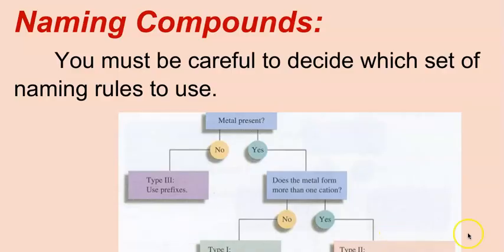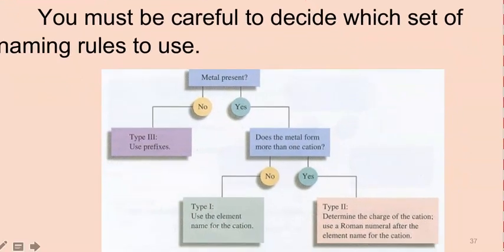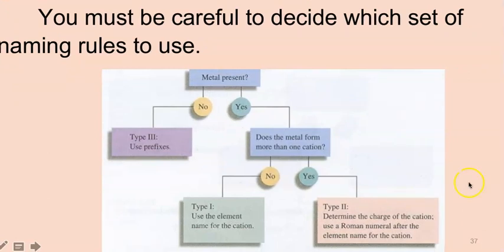All right, so when we are naming compounds, you have to be careful to decide which set of naming rules to use. So I have this little flowchart here, and if you go through the flowchart, you want to be thinking, first, is a metal present? If a metal is present, for sure, then you know it is going to be the ionic bond rules. Then we go down from there. Does the metal form more than one cation? If not, we're going to use the element name for the cation.